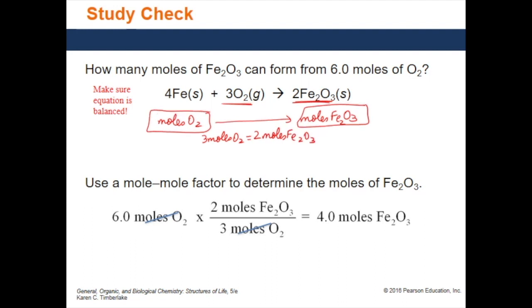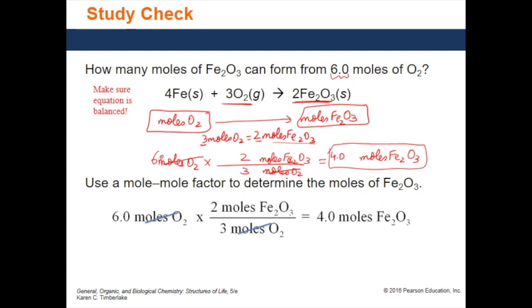So with what's given, which is 6 moles of oxygen, in order to cancel the moles of oxygen, I divide by moles of oxygen, multiply by moles of Fe2O3. How many moles of oxygen? 3. How many moles of iron oxide? 2. Moles of oxygen got cancelled. The final answer is in moles of Fe2O3, which is finally 4.0 moles. Again, how many sig figs do we want? Started with 2, we end up with 2 sig figs as well. So that would be our final answer.